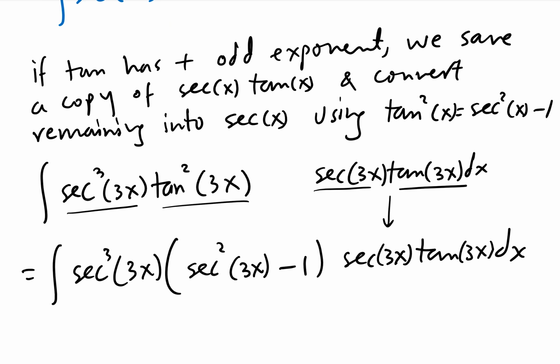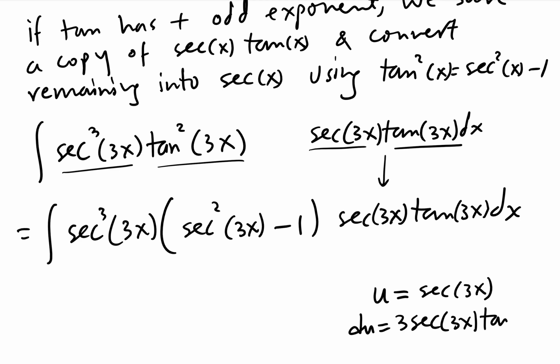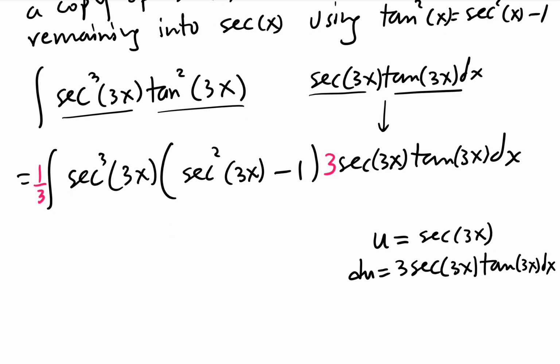Why did we save the copies? Because now we can say take u to be secant 3x. du is 3 secant 3x tangent 3x. So I need a 3, there's a 3 missing, and 1/3 out. Then I keep the 1/3 out.